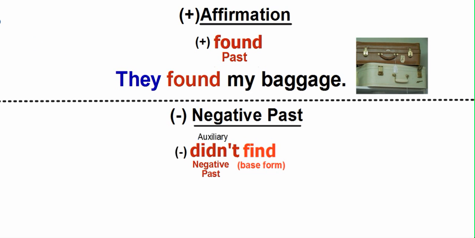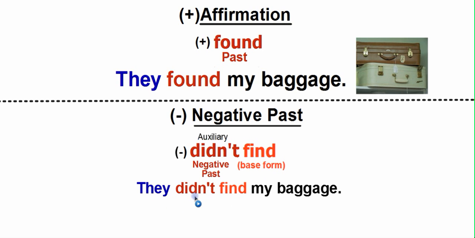Remember, in the negative past tense, do not use the verb in the past tense. No. We only use the verb in the past for the affirmation. When we use the negative past, we use the negative past on the auxiliary and the base form of the verb. So for example, they didn't find my baggage. The negative auxiliary in the past and the base form of the verb.